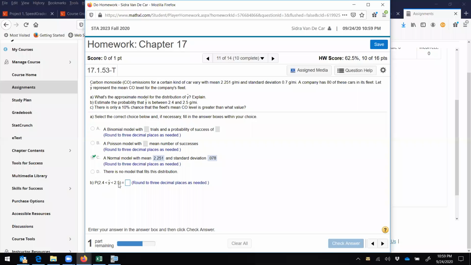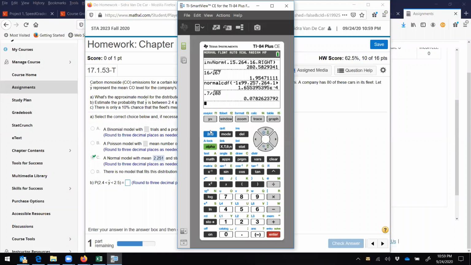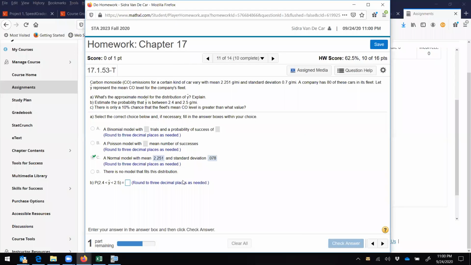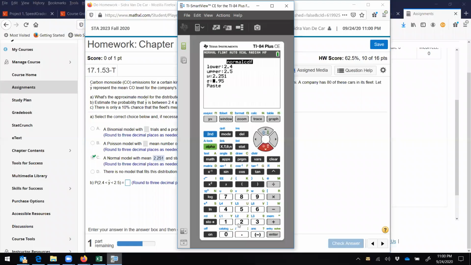We want to find the probability that we're between 2.4 and 2.5. So second distribution, normal CDF, the low is 2.4, the high is 2.5, the mean is 2.251, and our standard deviation is 0.078. Point 0273.